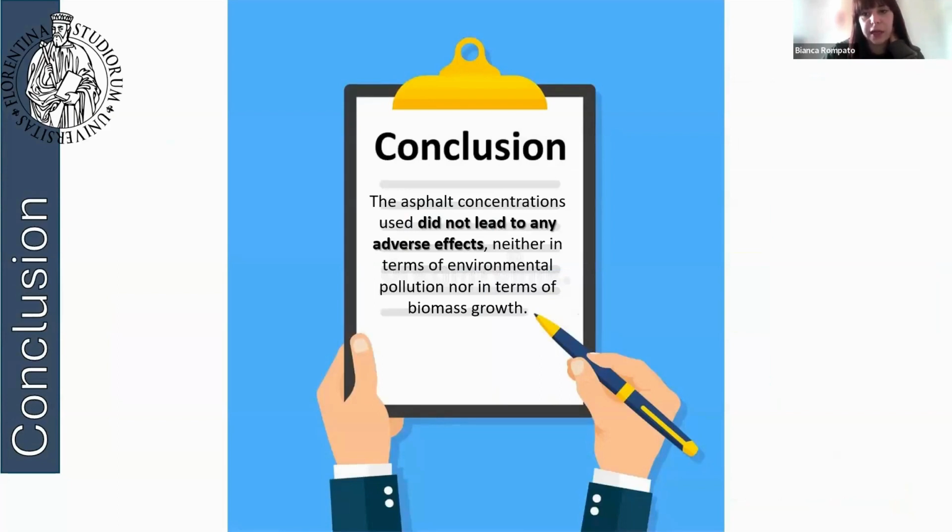However, the most significant finding is that the asphalt concentration used did not lead to any adverse effect, neither in terms of environmental pollution nor in terms of biomass growth. Indeed, both chemical and soil fertility results are more than positive. Furthermore, the analysis conducted on heavy metals and polycyclic aromatic hydrocarbons reports parameters that fall within the limits of the national law. This demonstrates that the approach of leaving some of the removed asphalt on the site is viable.